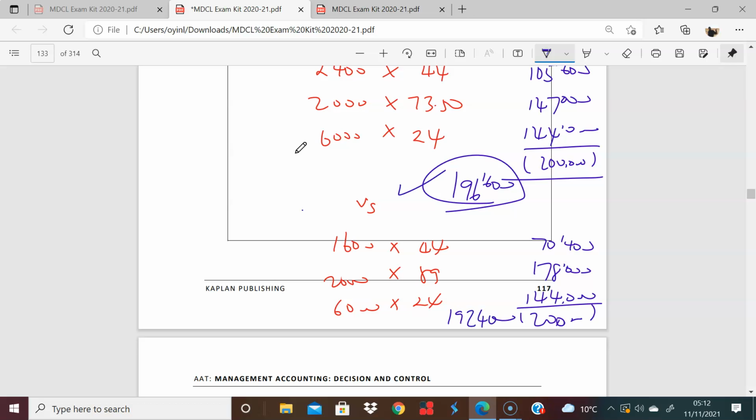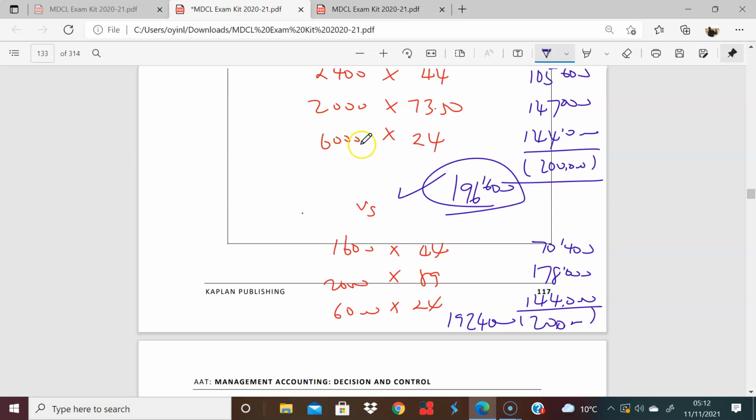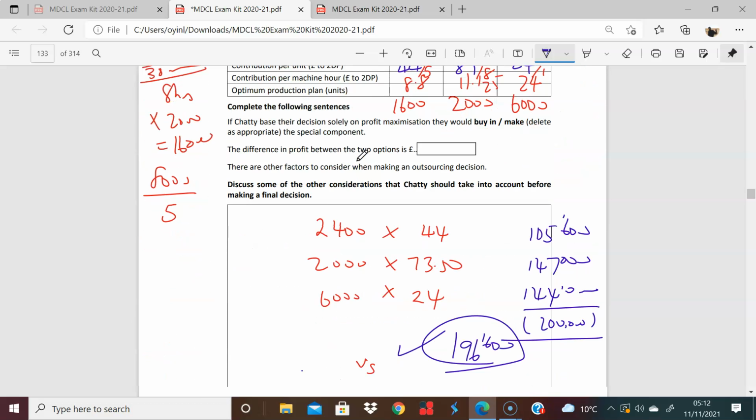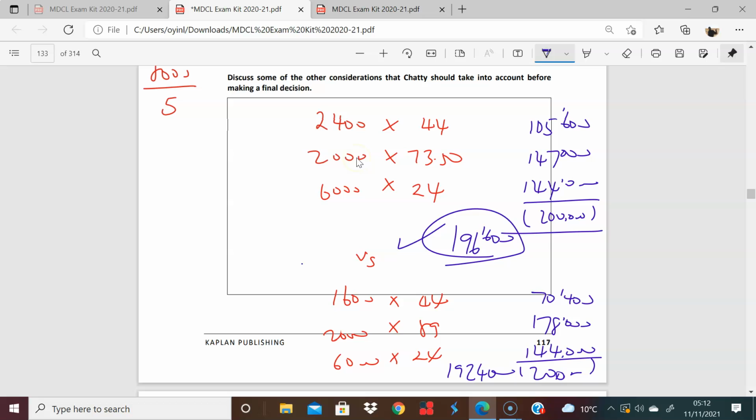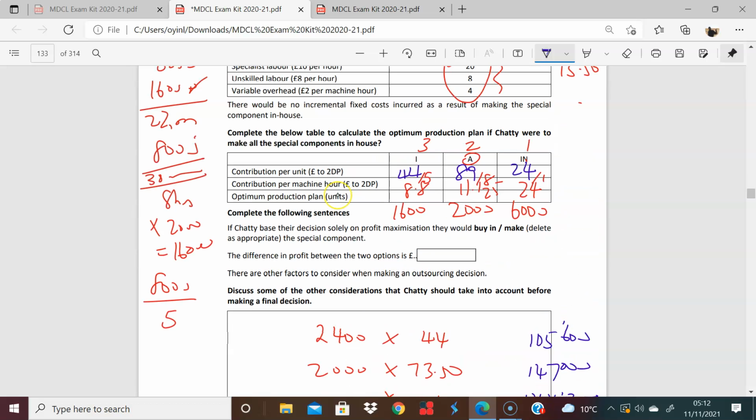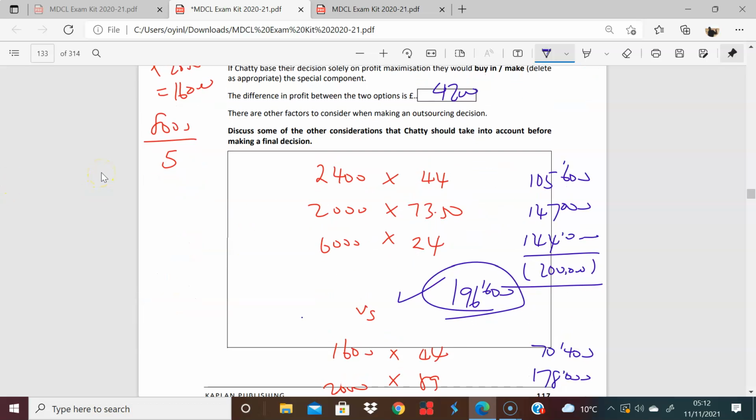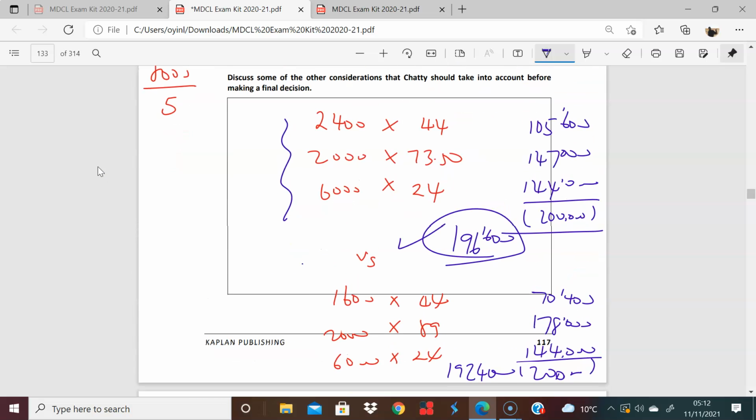Keep buying the component in, and then you have a higher profit. The difference in profit is the difference between the two. 196,600 minus 192,400 is 4,200. That's the difference. So in effect, keep outsourcing the product as opposed to making it in-house.